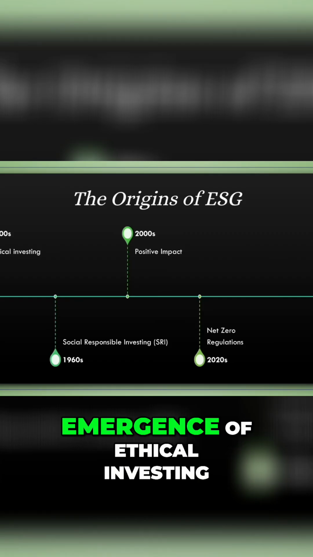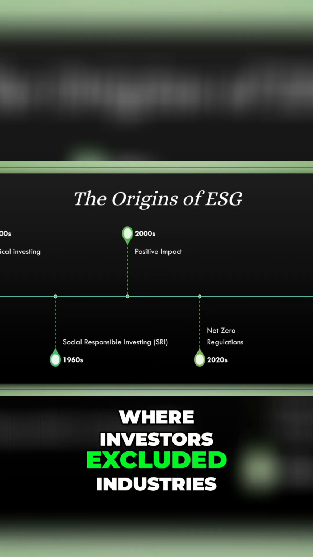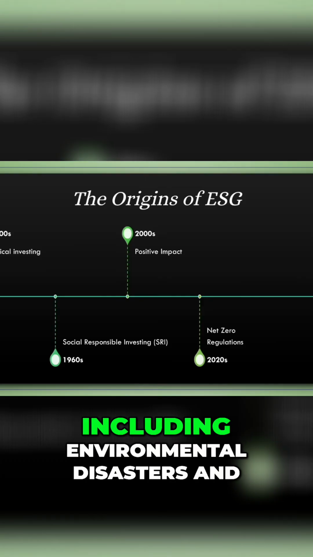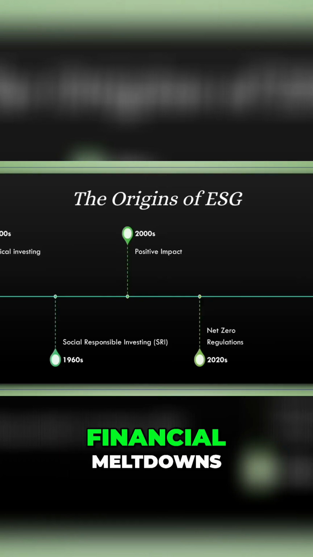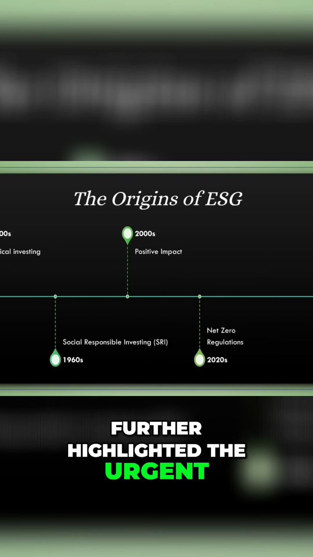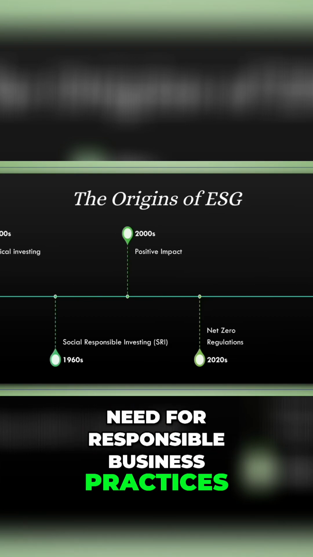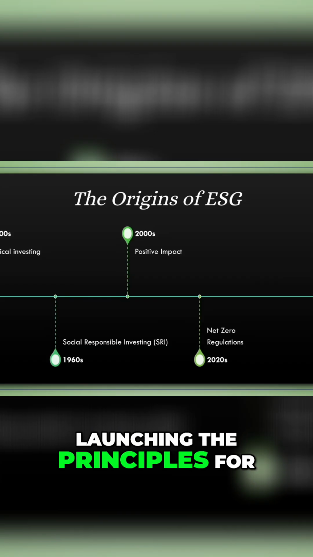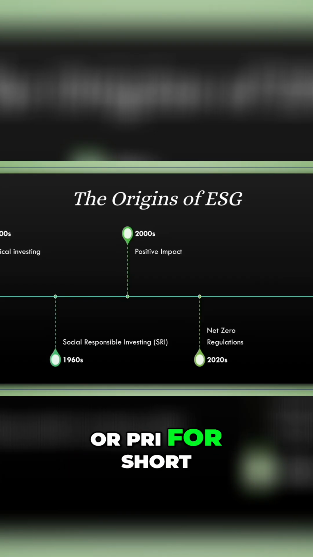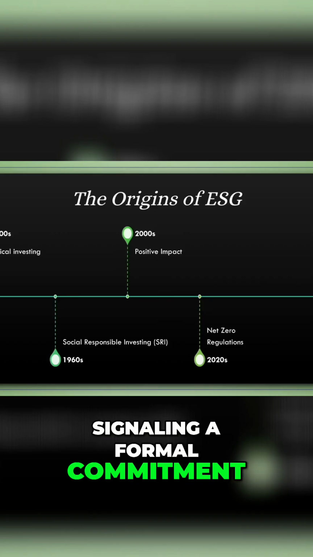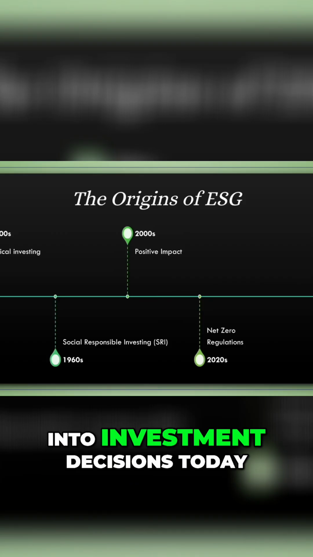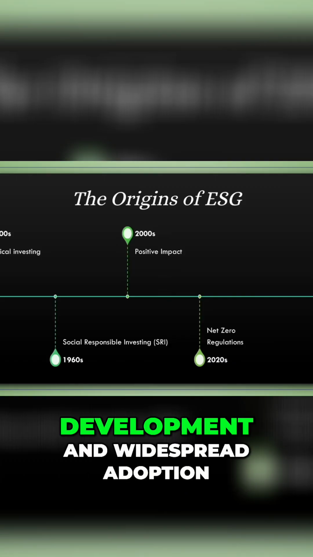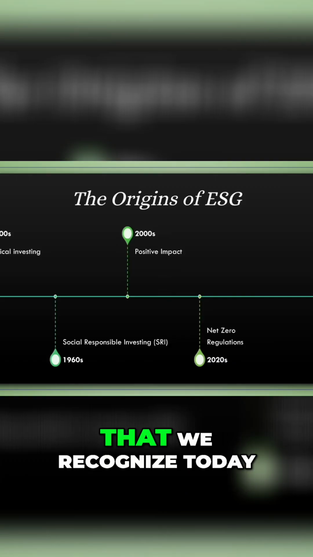This era saw the emergence of ethical investing, where investors excluded industries that conflicted with their own moral values. Global crises, including environmental disasters and financial meltdowns, further highlighted the urgent need for responsible business practices. In 2006, the United Nations took a significant step by launching the Principles for Responsible Investment, or PRI for short, signaling a formal commitment to integrating ESG considerations into investment decisions. These historical milestones collectively paved the way for the development and widespread adoption of the ESG framework that we recognize today.